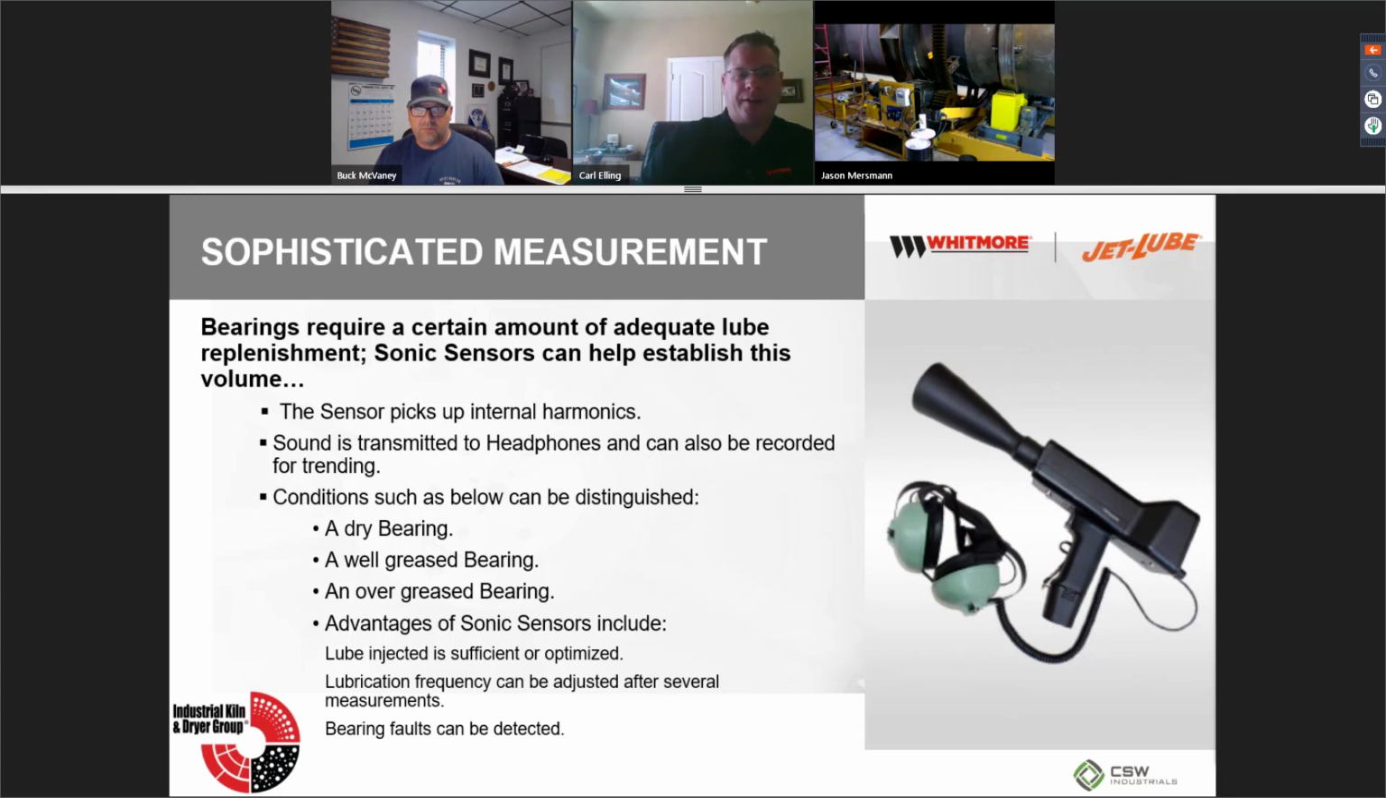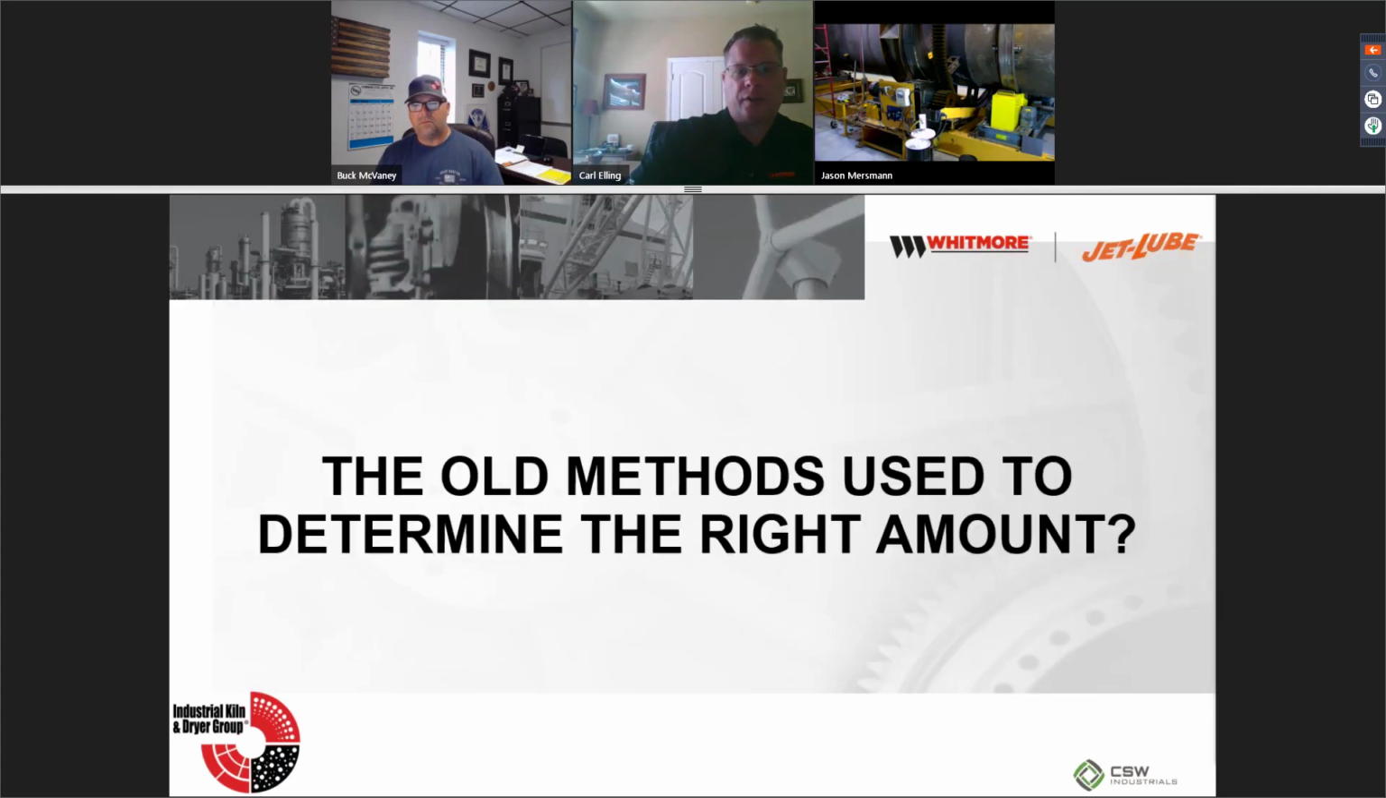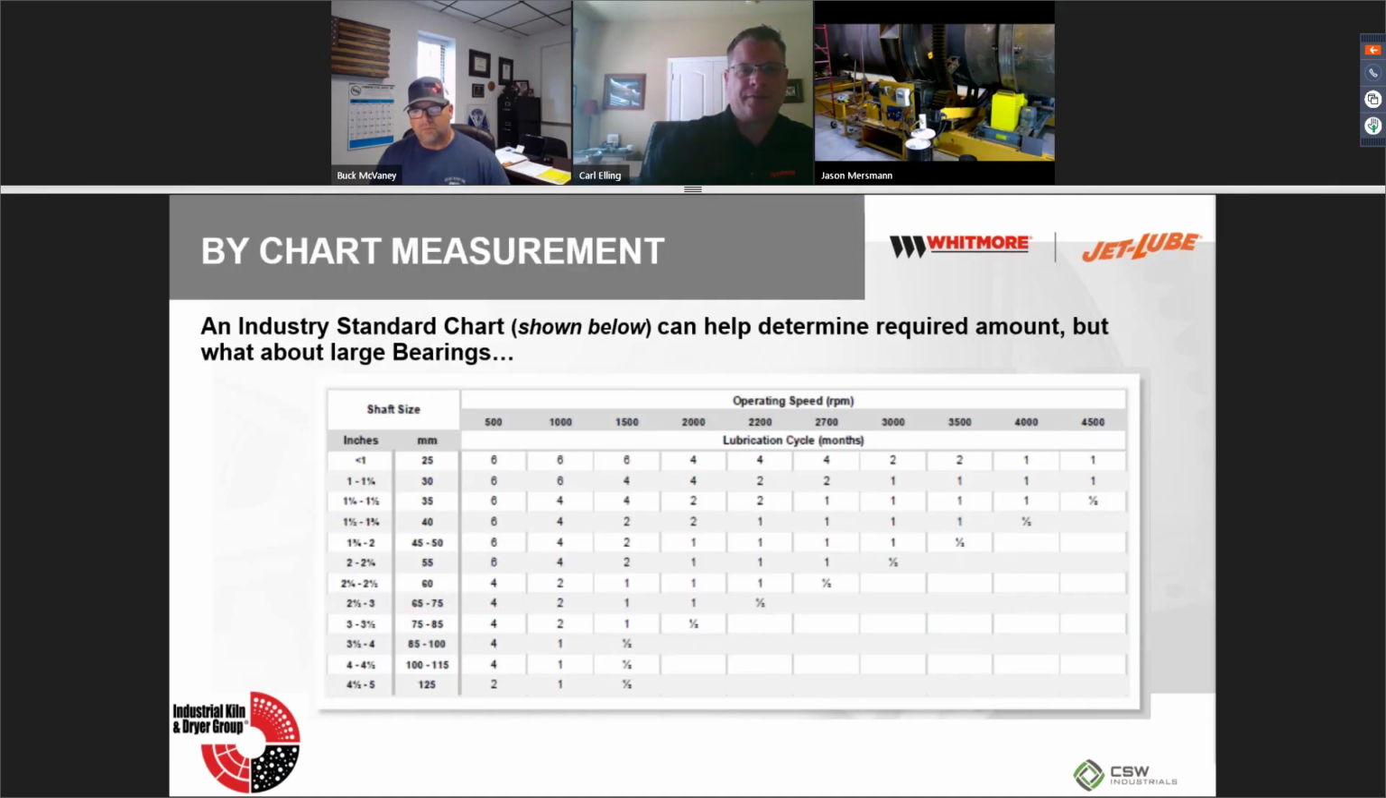But you can distinguish a dry bearing, a well-greased bearing, and an over-greased one. So a lot of good things that you can capture using this particular sonic sensor. If you don't have one of those little tools, well, what do you do? All right, let's go back to simple math.